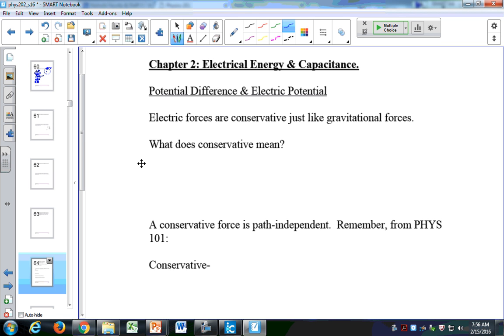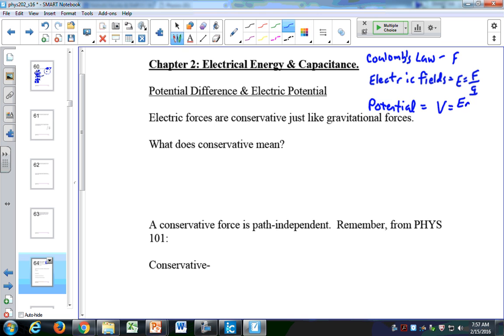So we're going to look at potential difference and electric potential. First of all, remember we had a couple things. We had Coulomb's law, which was forces, which dealt with electric forces. And then we had electric fields, and that dealt with our electric field was a force per unit charge, or F over Q. And now we're going to deal with potential, which we're going to call V, and this is going to be an energy per unit charge.